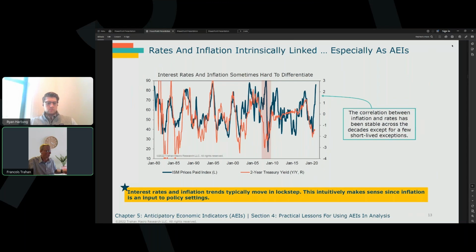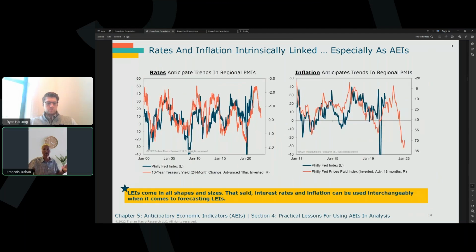If you look at page 14, again, I tend to be ISM centric. You don't need to do that. You just need to find a couple leading indicators that you're very comfortable with and that become part of your toolkit. And then you try to understand where they're going. And that's going to be the same recipe: different versions of interest rates on the left, inverted and advanced 18 months, different versions of inflation on the right.